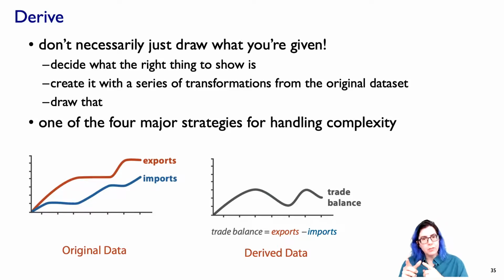To make life easier, we could do the arithmetic in advance and calculate this new value. We'll call that the balance of trade. And then we have that chart that we're seeing. Now that line directly tells us something that was much harder to get from those two lines independently. So that's an example of a local derivation where we do something simple. We just have one number minus the other.